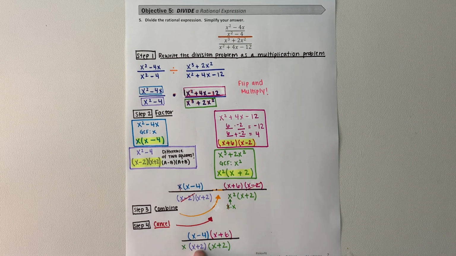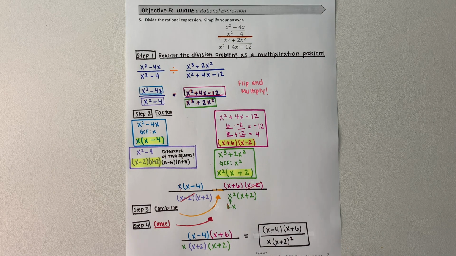And here, since we're left with x plus 2 times x plus 2, we can write that in condensed form as x plus 2 squared. And then we're still left with this x, and then I'll copy over this numerator. And this is our final answer.